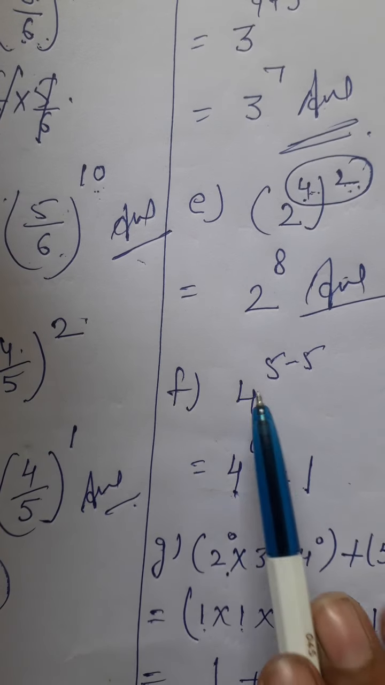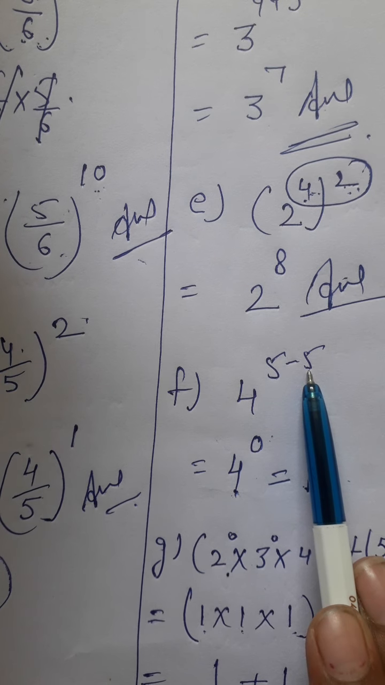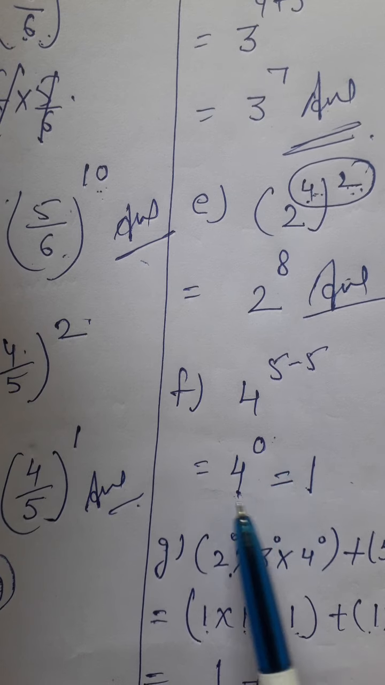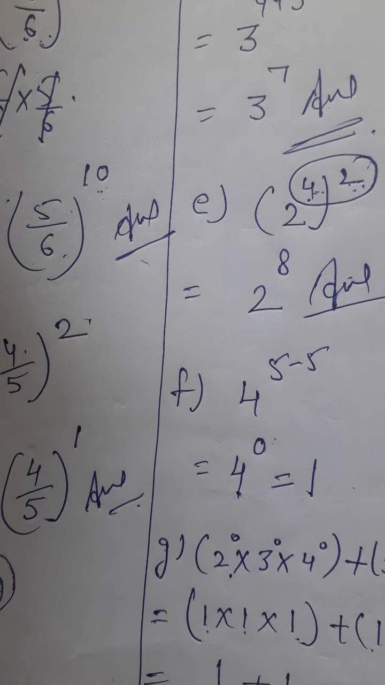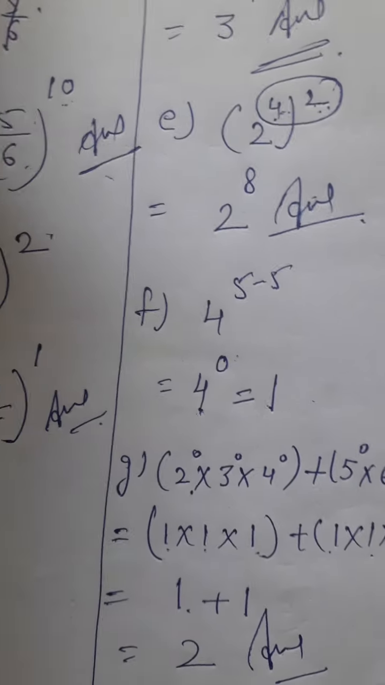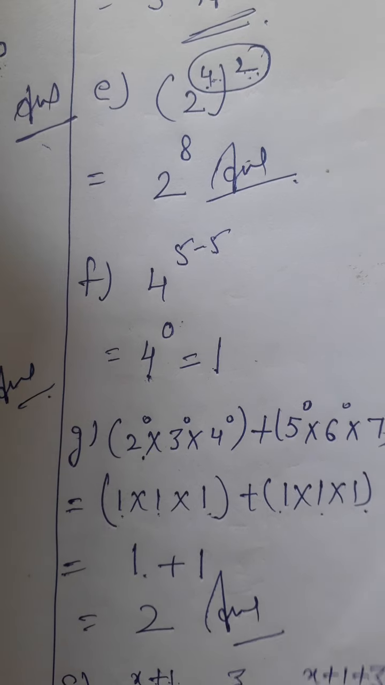In the next we have 4 raised to 5 minus 5. That is very easy to understand, 5 minus 5 is 0. So 4 raised to 0 is equal to 1. Anything having power 0, the answer is always 1. That means the term is not available there. So the answer is 1.